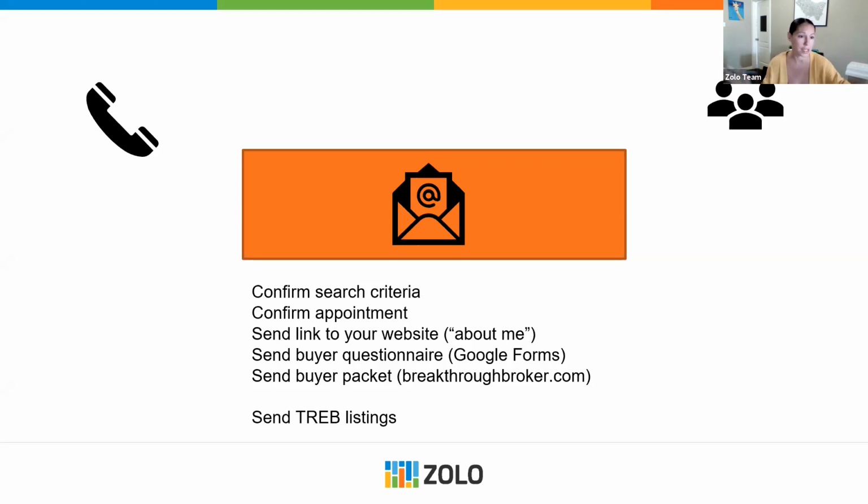If you know what you want to say and what you want to do, Canva might be another option for you, just to personalize it to your branding, if you have your own logo that you want to incorporate. And then of course, as I said, you want to be sending those TRREB listings and getting to that appointment, getting to those showings.